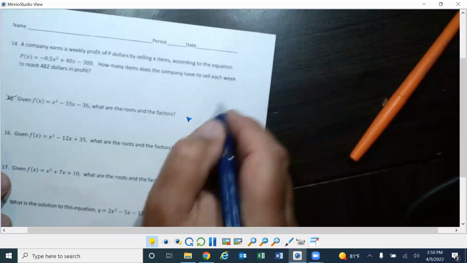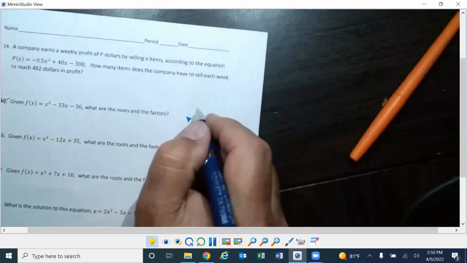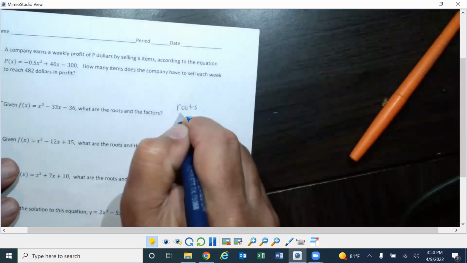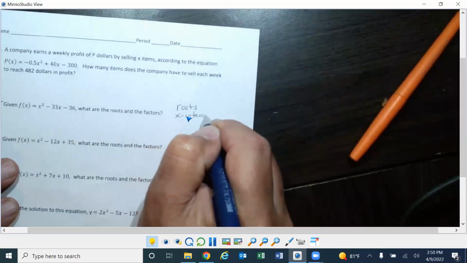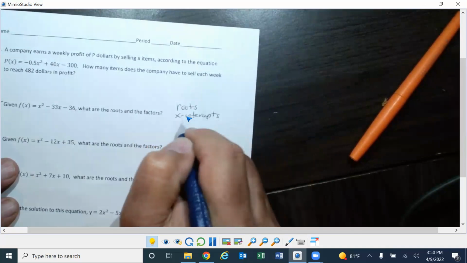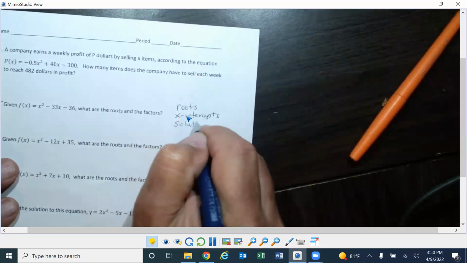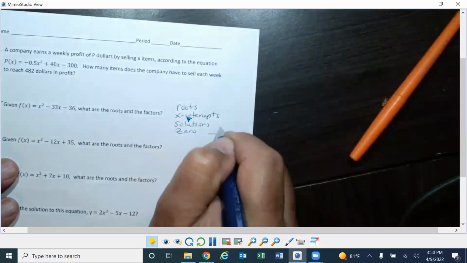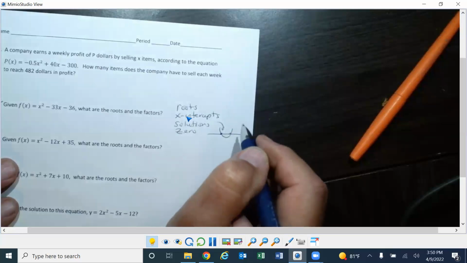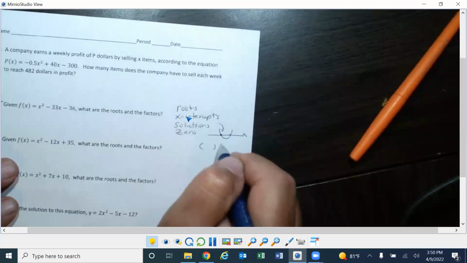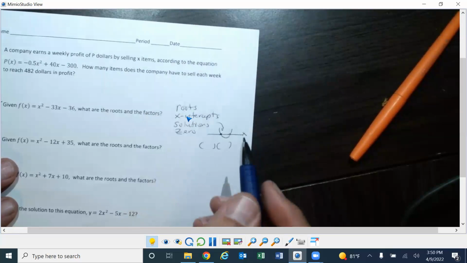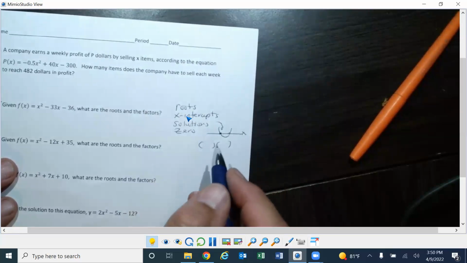The first thing you need to know in this is what are roots? Roots are the x-intercepts. So roots, x-intercepts, solutions, and zeros all mean the x-intercept. It means this part right here where the parabola touches the x-axis. Factors are the parentheses of the two binomials that multiply together to give you a trinomial. We did the box method on these.